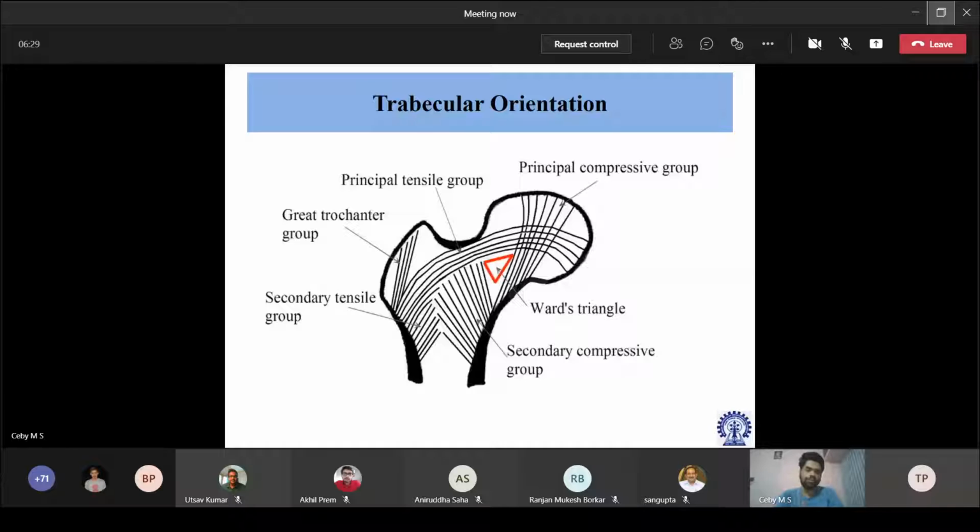So do you think the absence of trabeculae can result in weakening of that area? Can you say that it's a weak area? Hello, can you hear me? Yes, we can hear. Okay, so there you may find only very few trabeculae. What do you call trabeculae? Do you know what trabeculae are?